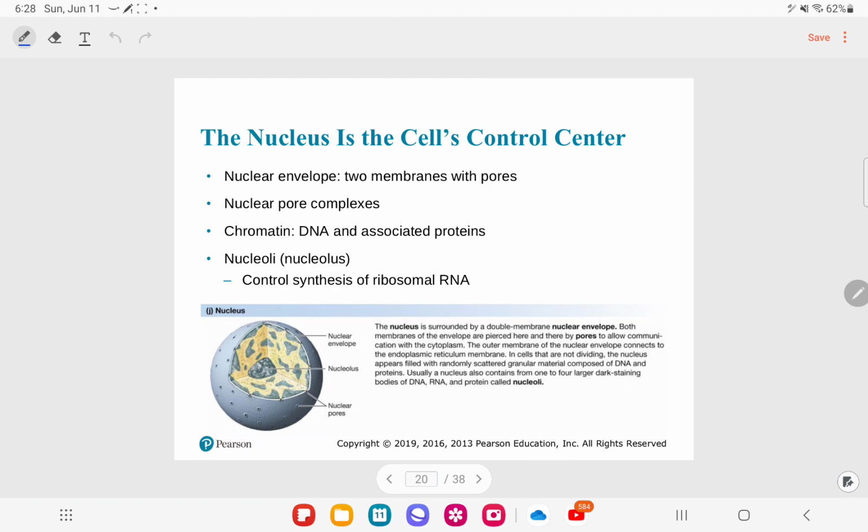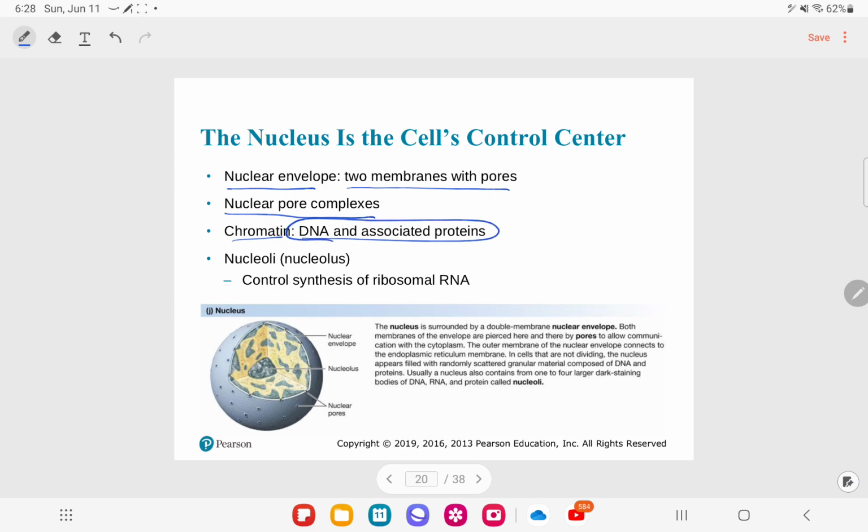So the nucleus is going to be the cell's control center, right? Within the nucleus, it's going to be a double membrane structure. We're going to have a double membrane of nuclear envelope. That nuclear envelope is going to contain two membranes with pores, and it's going to have these nuclear pores, which allow communication between the nucleus and the cytoplasm. Within the nucleus, we're going to have chromatin, which is just simply DNA and histone proteins.